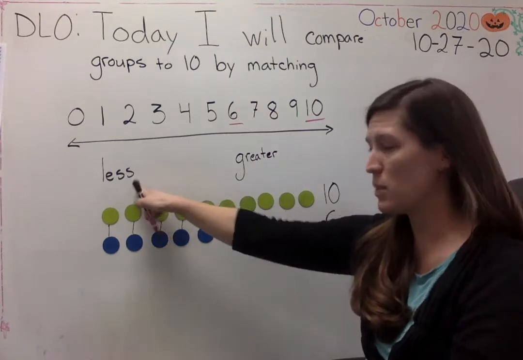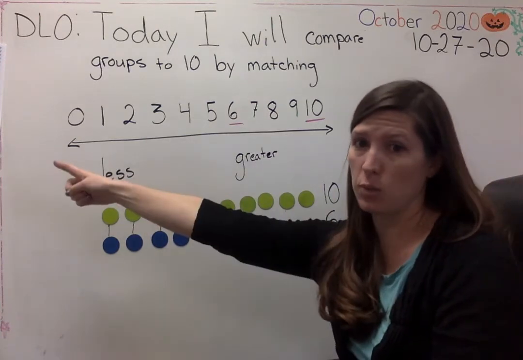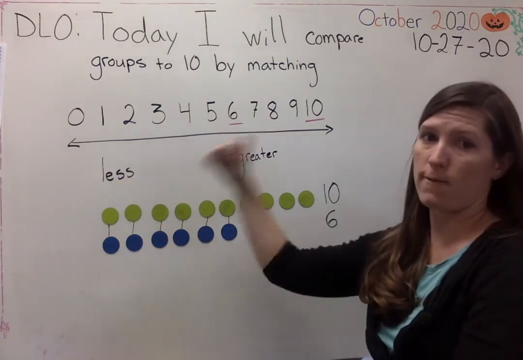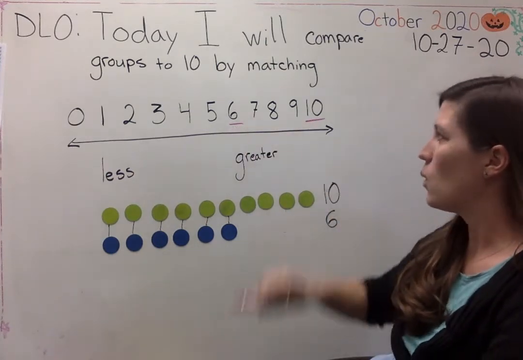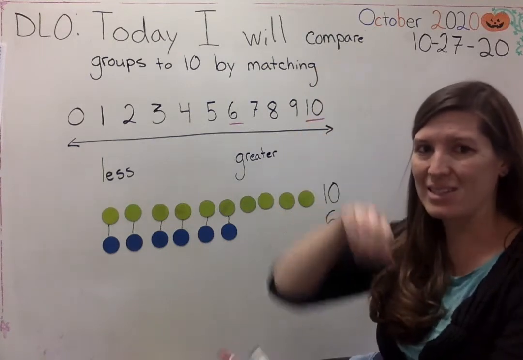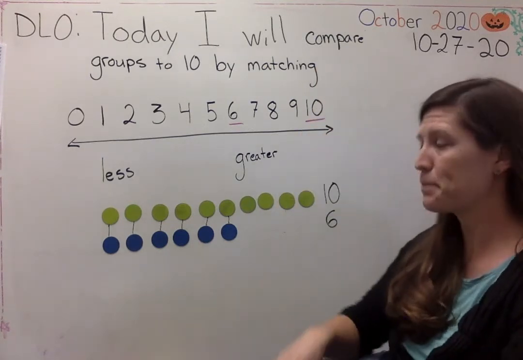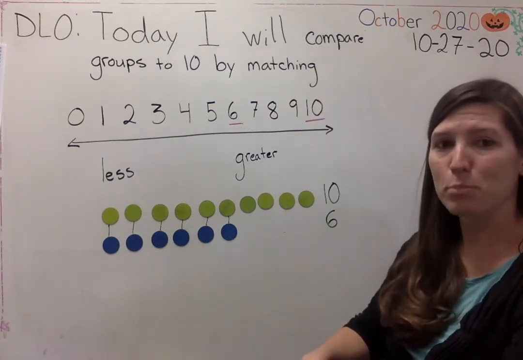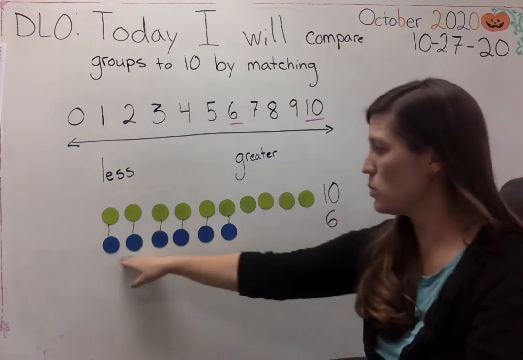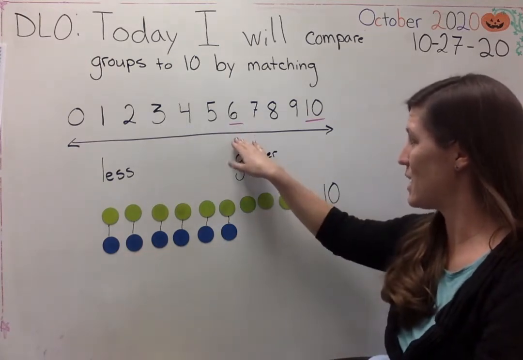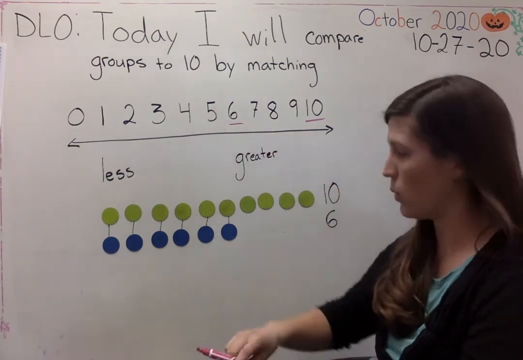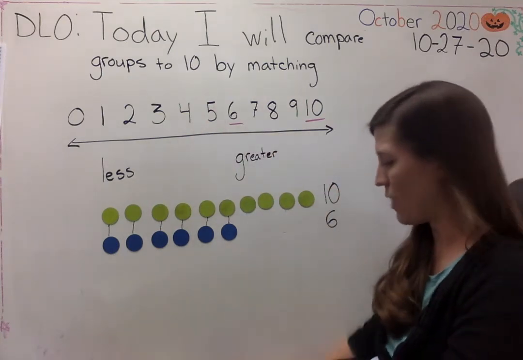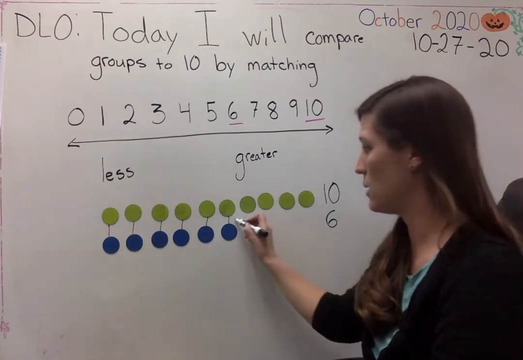I know less means it's closer to 0. Greater means farther from 0. I've got my 6 and my 10. Which number is less? Not as many. Blue, because blue has only 6 and 10, 6 is closer to 0. So I will circle my group that is less, not as many.